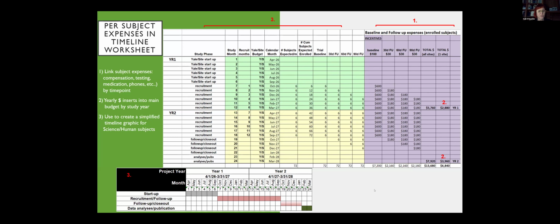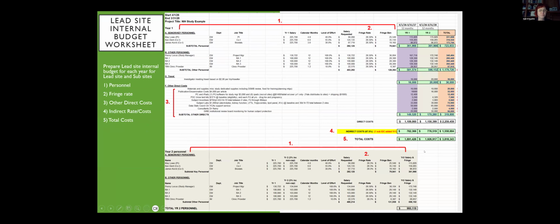And it really actually gives you, as you see at the bottom, this timeline. Can you see that? It shows you here startup, recruitment, follow-up, closeout, and then data analysis and publications. Does that make sense? Yes? Okay. All right, now let's go on.